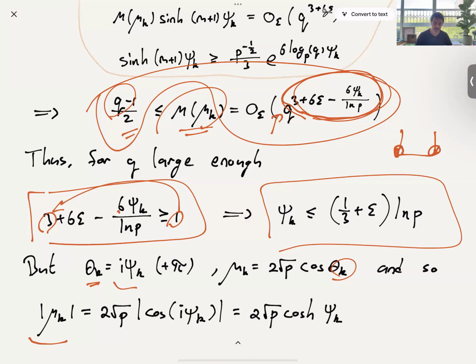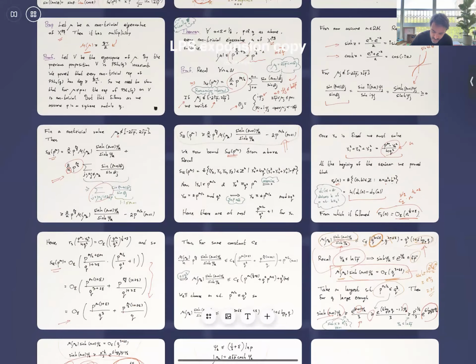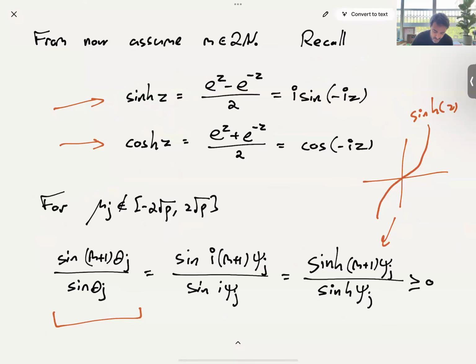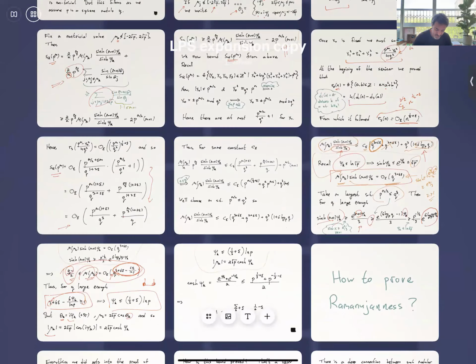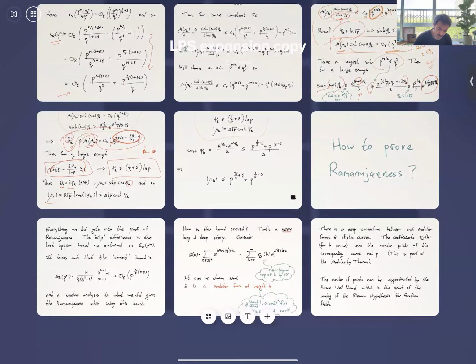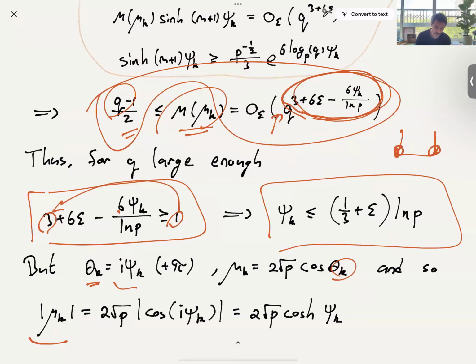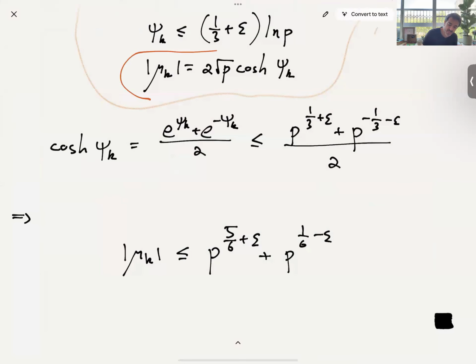And remember that the hyperbolic cosine is exactly cosine of iz, or maybe with some minus there. I never remember those. So the absolute value, you have a minus here, it doesn't matter for cosine, so it goes away. And then you get this bound of 2 square root of p times the hyperbolic cosine of psi k. So to recap, we just proved that the absolute value of mu k is bounded by 2 square root of p times the hyperbolic cosine of psi k.